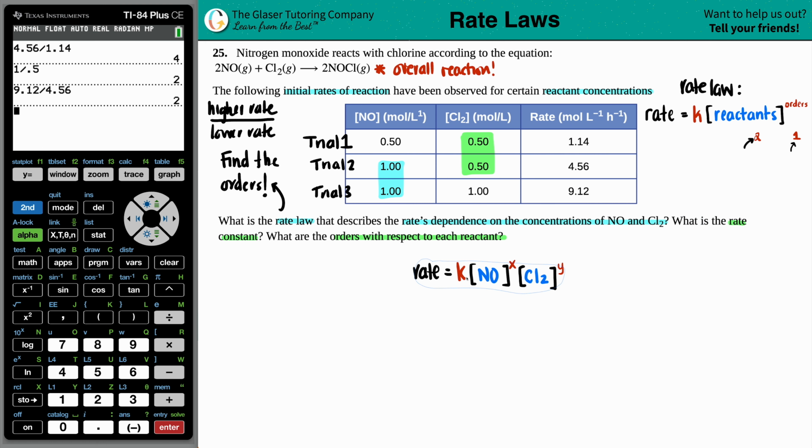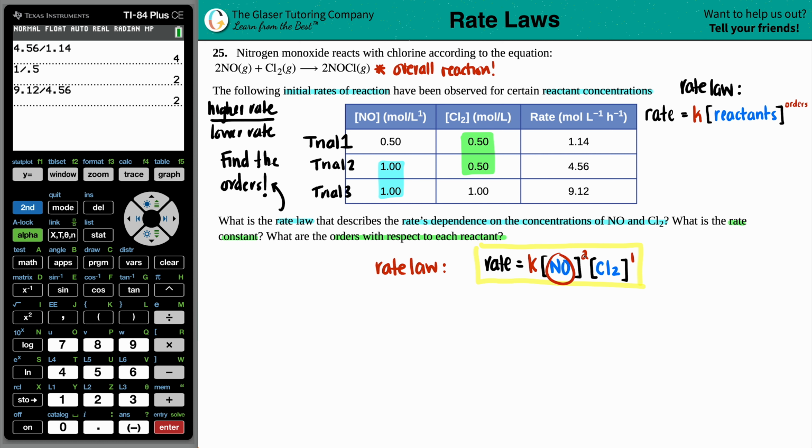here was our rate law, right? And now we know what the x and the y was. The x was a 2 and the y was a 1. So all we have to do now is just plug in those values. This is raised to the second and this is raised to the first. And that is it. So this is the answer to the first part. What's the rate law? It's rate equals K times the concentration of NO raised to the second times the concentration of Cl2 raised to the first.